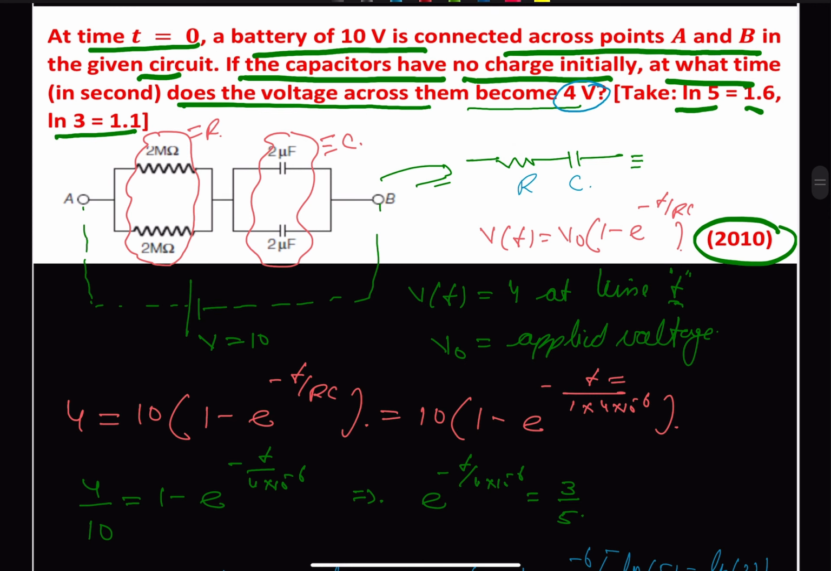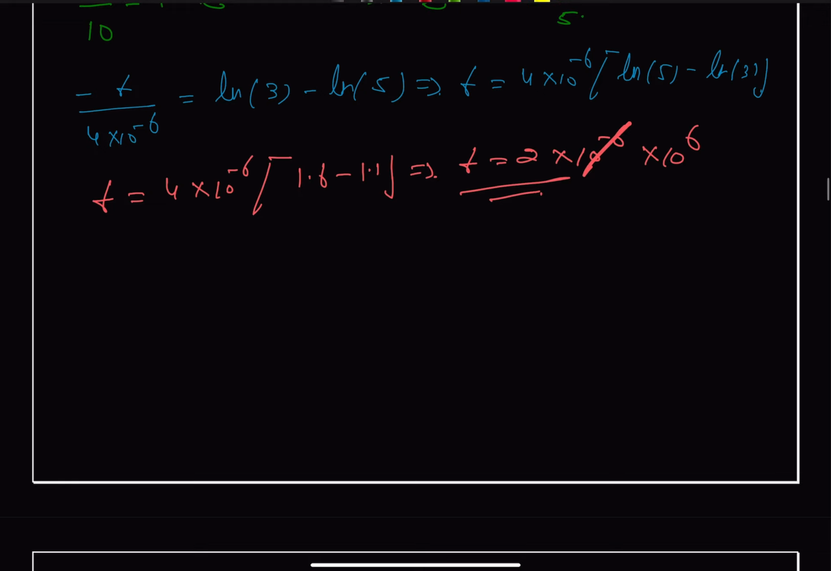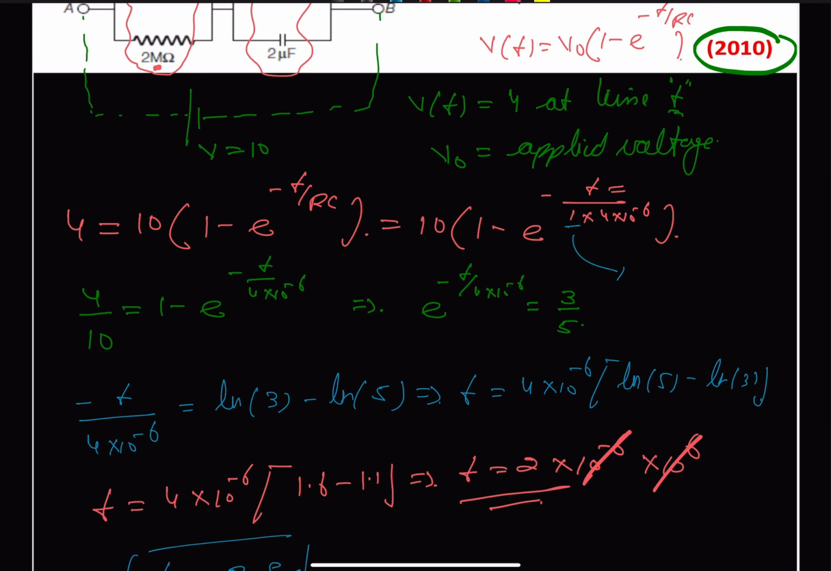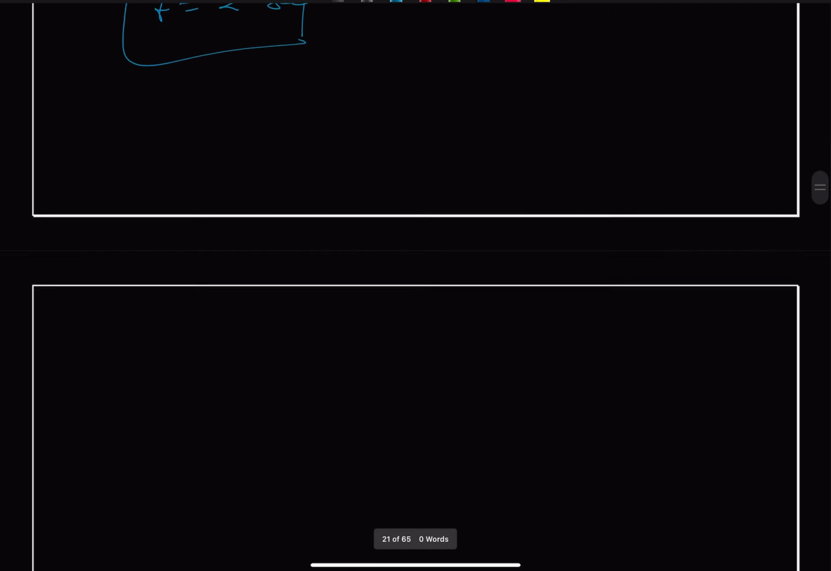Okay, so time we have to find out in seconds. Sorry, this is mega ohm, so let me multiply it by 10 to the power 6. These cancel out, therefore we get time equal to 2 seconds. Ideally it should be 1 into 10 to the power 6 because of the mega ohm, but we can multiply it later, which gives us t is equal to 2 seconds.